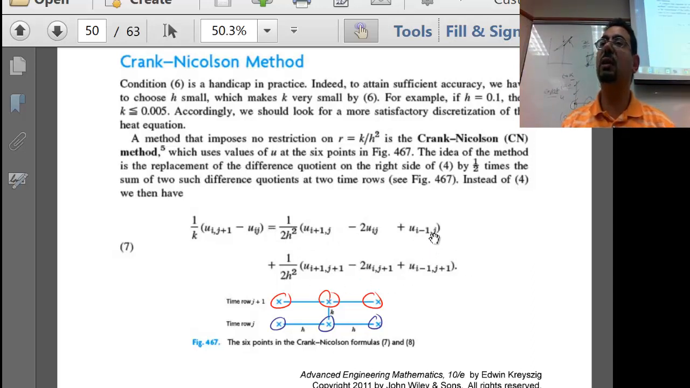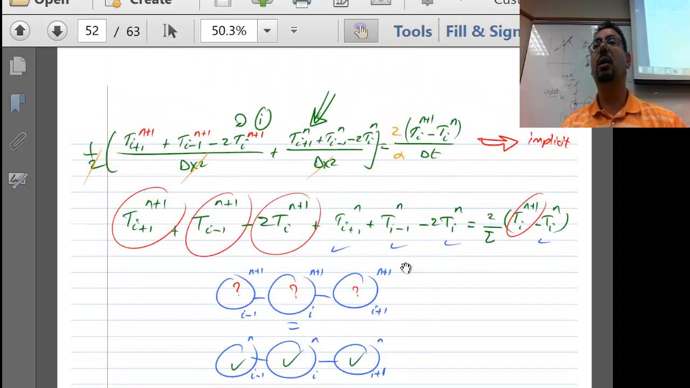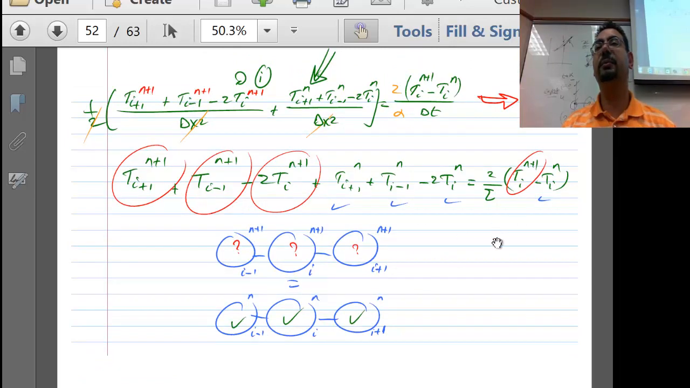Of course, the solution at the top is filled with unknowns, 3 unknowns. And the solution at the bottom is given, right? And now he basically improved the accuracy. He now claimed he actually has a center difference for partial u, partial t. Right? So the computational molecule looks something like this.